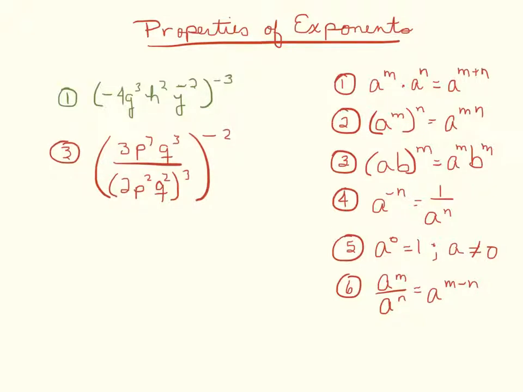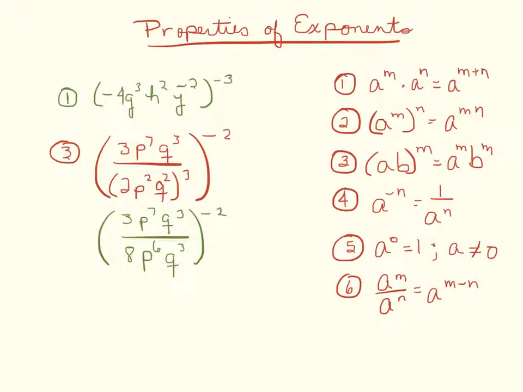I think I'm going to take care of this 3 first right here. And when I take care of that, I'm going to go 3p to the 7th q cubed. I'm going to cube the 2. I'm going to p squared and cube it, so I multiply, power to a power rule. Q squared, I multiply the 2 and the 3. And all that's raised to the negative 2 power.